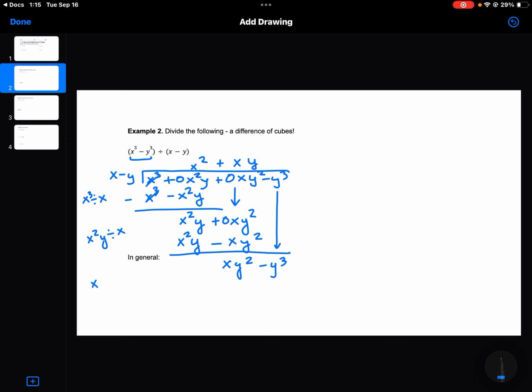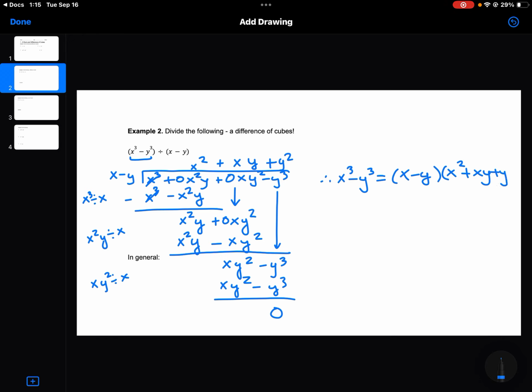And then I'm going to do one more division, xy squared divided by x, which is going to leave me with y squared. Multiplying back through gives me xy squared minus y cubed, which is 0, which means that x minus y is a factor. And that means that I can write my original division statement. So x cubed minus y cubed is x minus y times x squared plus xy plus y squared.